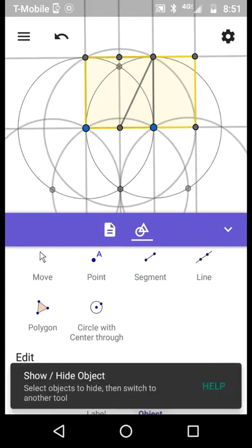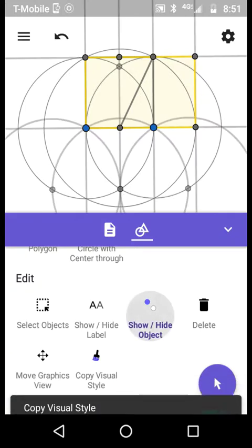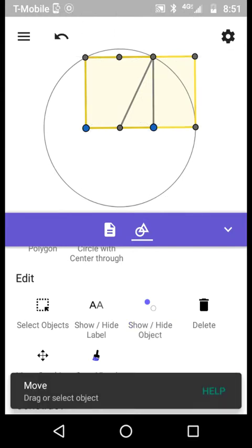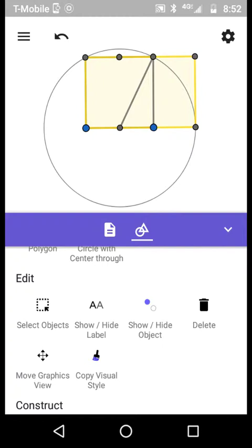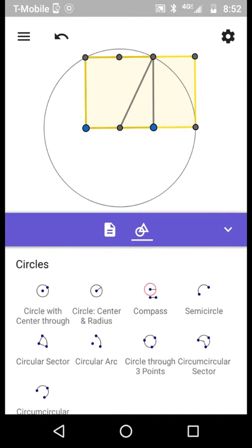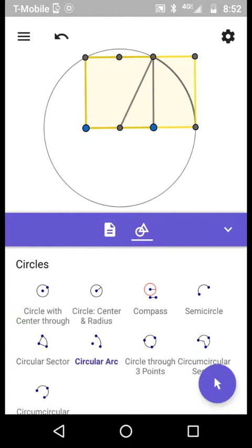I'm going to go ahead and unhide this circle again. And let's see, I think I'm going to copy the visual style from there to there. And I'm going to go ahead and make those invisible so that we've only got that one circle. Now, when you're drawing a figure like this with a ruler and compass, it's not always necessary to draw an entire circle. You can just draw a part of a circle called an arc. And I would like to do that right now. I'm going to just draw a little arc.